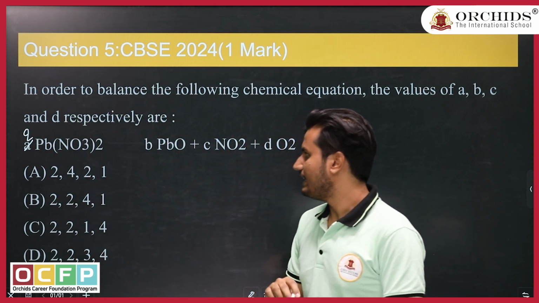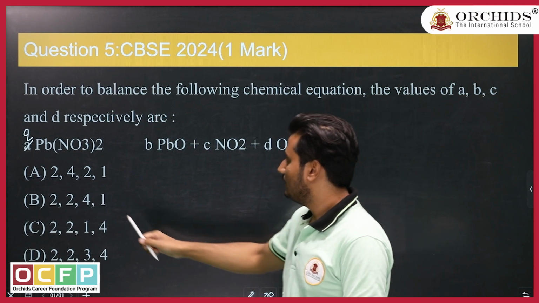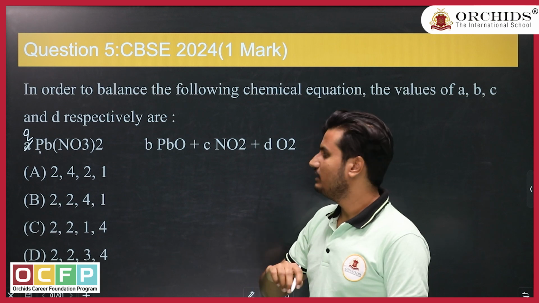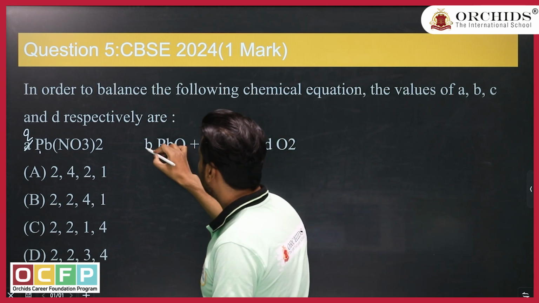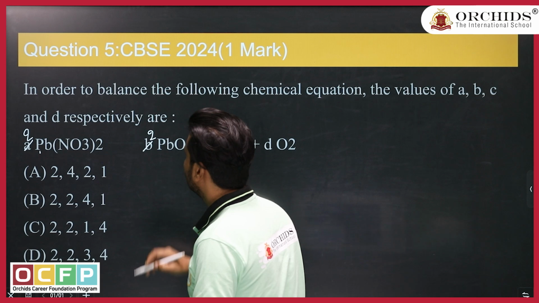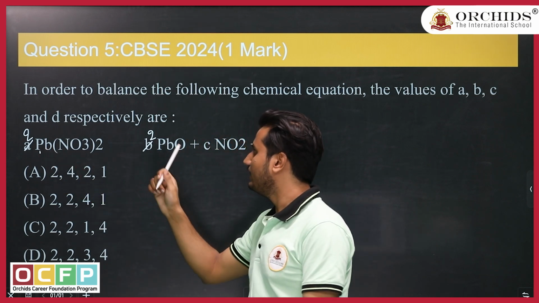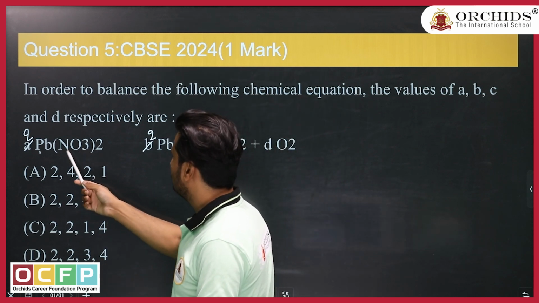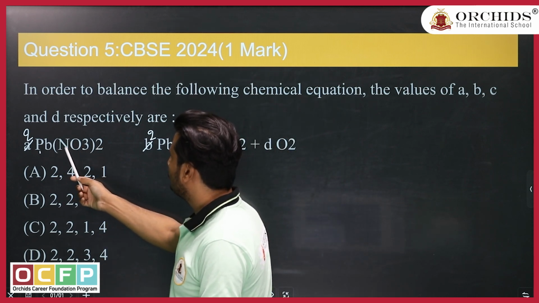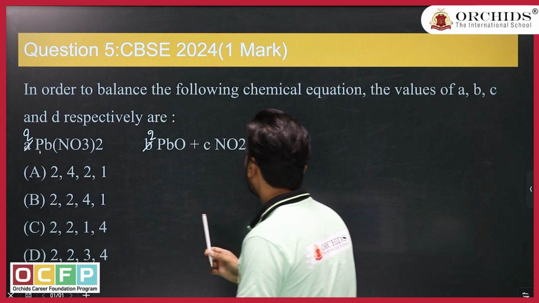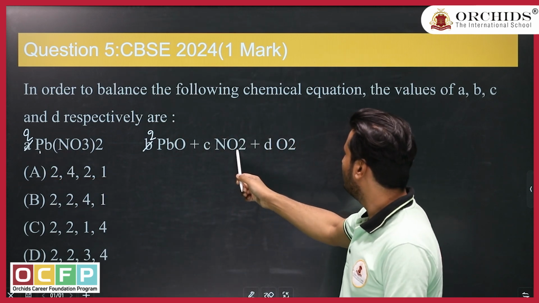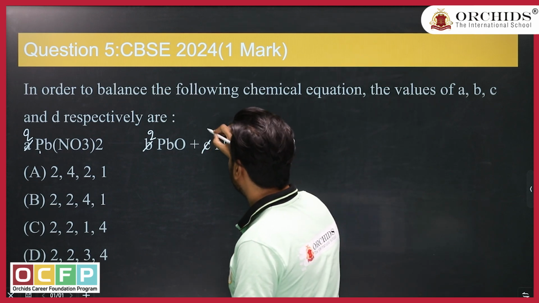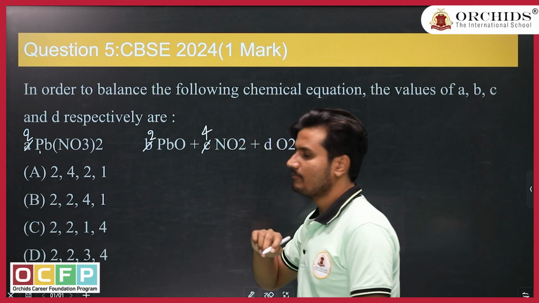Now when we put A as 2, the lead here has 2 atoms and here the number of lead atoms is 1 only. So we will put B also as 2. Now lead is balanced, 2 and 2. Now check the nitrogen atoms. How many nitrogen atoms are there? 2 2s are 4, and here we have only 1 atom of nitrogen. So in place of C we can write 4.